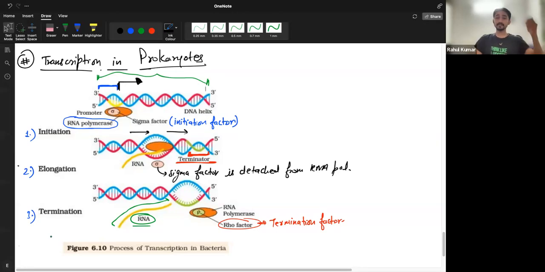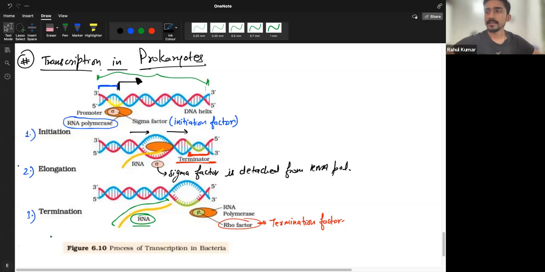So remember these factors, sigma and rho. Rho factor is for termination, sigma factor is for initiation. When it is in between, elongating the mRNA, it does not need either sigma or rho. So polymerase is on its own. And this is DNA-dependent RNA polymerase.